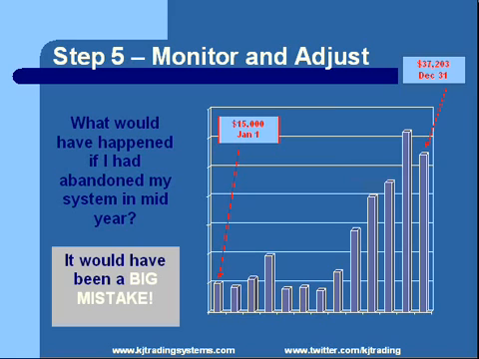Well, did that work out? Well, there's the rest of the year. You can see right after that, the system took off. Again, it ended the year more than doubling the account, but it was still within the historical parameters.